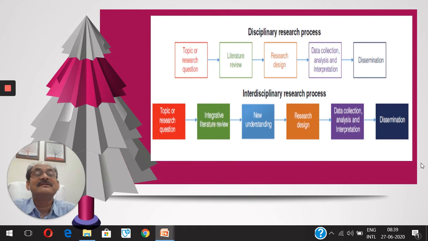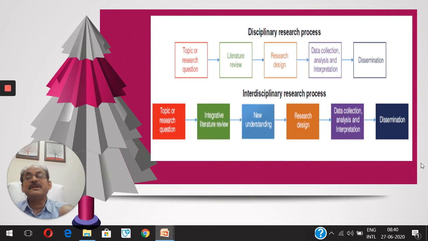And then dissemination. Dissemination means publicity. So: topic or research question, literature review, research design, data collection, analysis and interpretation, and then dissemination. But in the interdisciplinary research process, it is a little bit different. The topic or research question is the same as in disciplinary research.